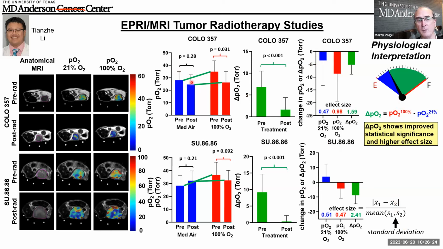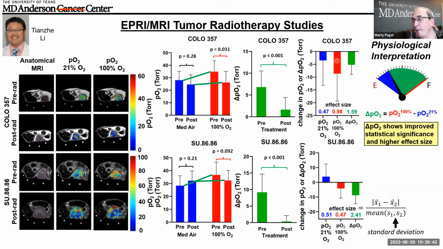And there are more sophisticated ways of looking at the combination of standard deviation. I'm just taking the average, which is pretty reasonable for this data. And you can see that the change is not much compared to the standard deviation. So the effect size for PO2 with medical grade air is actually rather poor.